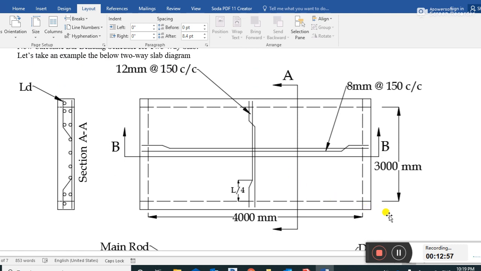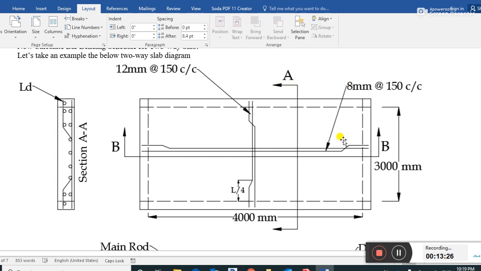Guys, how do we know this is a two-way slab? As per the definition, Ly divided by Lx is smaller than 2. In this case, this is a two-way slab. We just put the values: Ly is 4000, Lx is 3000, 4000 divided by 3000 is less than 2. Now it is a two-way slab.